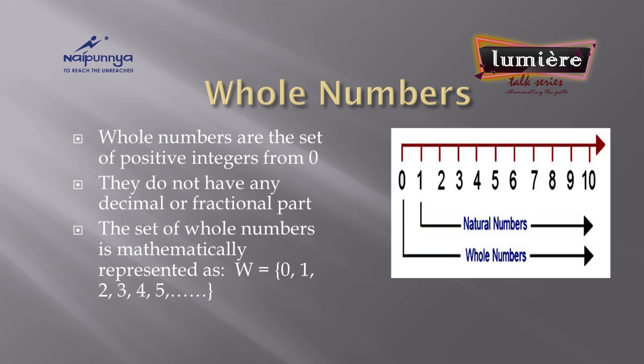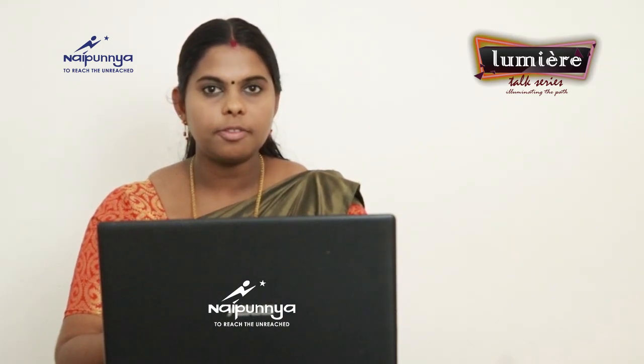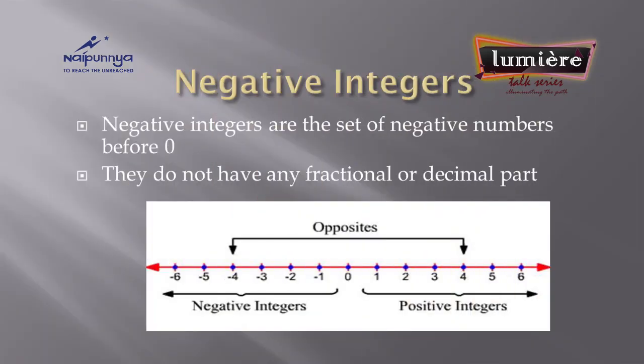The set of whole numbers is mathematically represented by W, and W is equal to the set of 0, 1, 2, 3, etc. up to infinity. From this figure you can understand that the natural numbers are included in this set of whole numbers. Now comes the negative numbers. Negative numbers include the values from minus infinity to minus 1, or reverse, minus 1 to minus infinity. They also do not have any fractional part or decimal part as we discussed earlier.